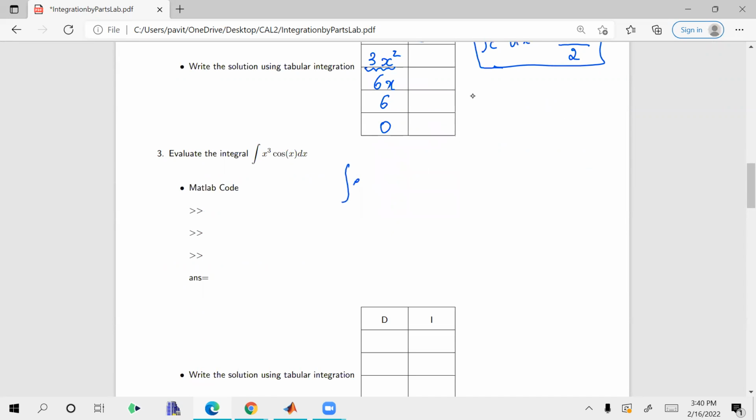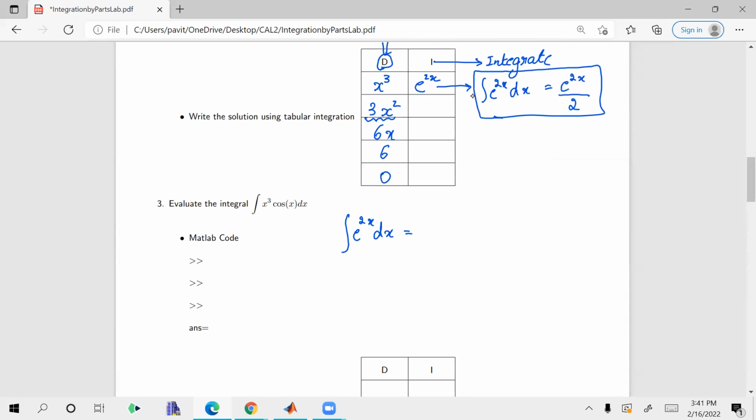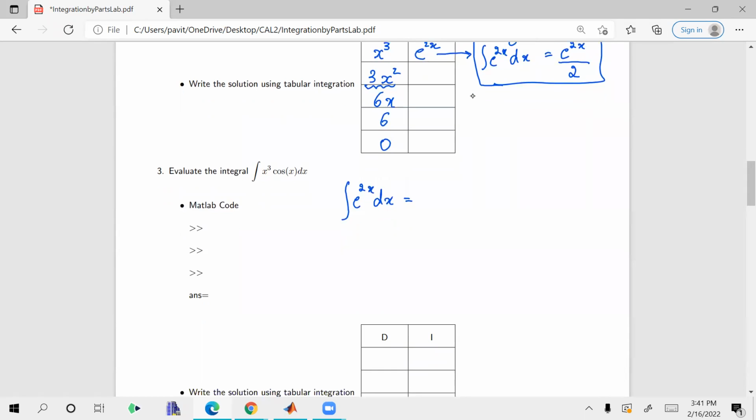Now this is just an extra step. You don't have to do this in your assignment. You can straight away write the answer there. Now we can use u substitution here. I will take u as 2x. So du by dx equals 2, so dx will be equal to du by 2.